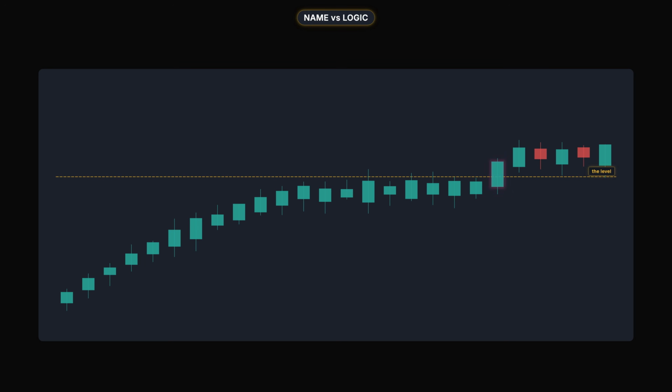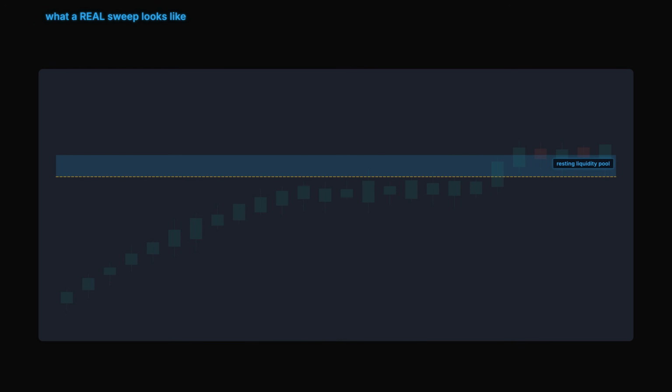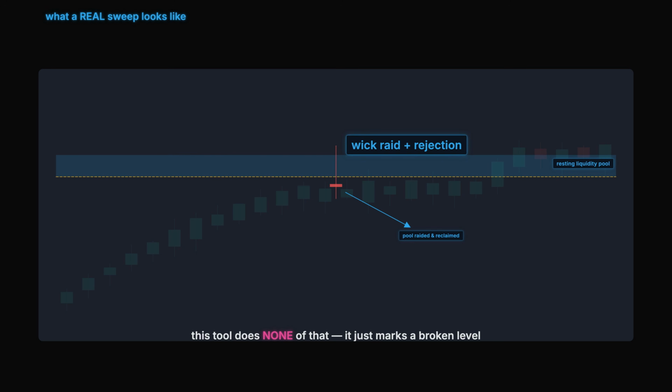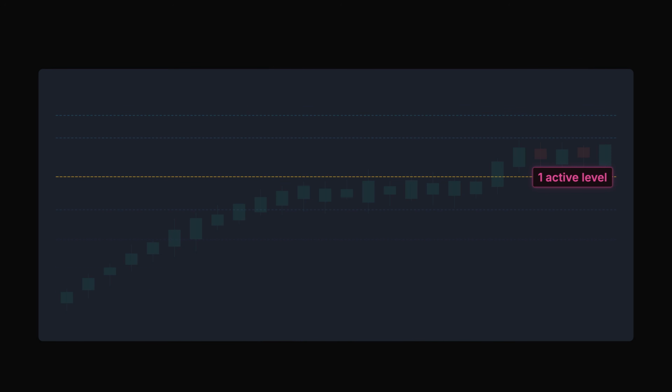The honest issue is the gap between the name and the logic. What it labels a liquidity sweep is really a momentum extreme that later gets closed through. There is no wick raid and rejection, no resting pool being raided and reclaimed, just a level being broken. It also holds only one active level at a time, rather than mapping a field of resting liquidity.